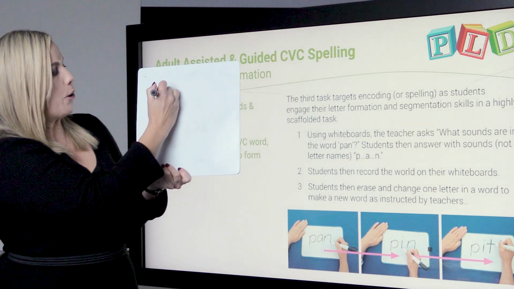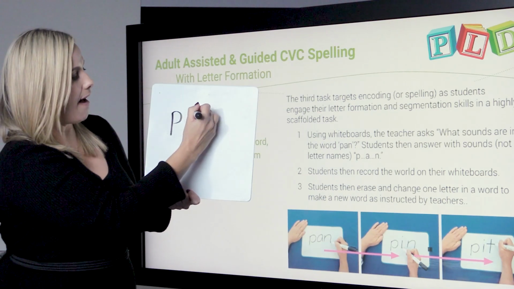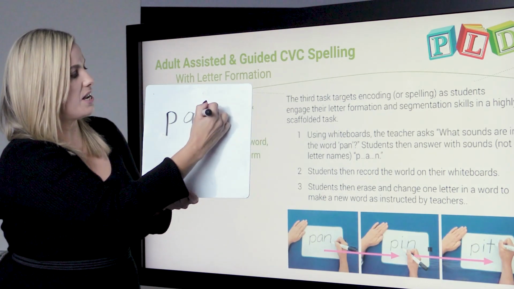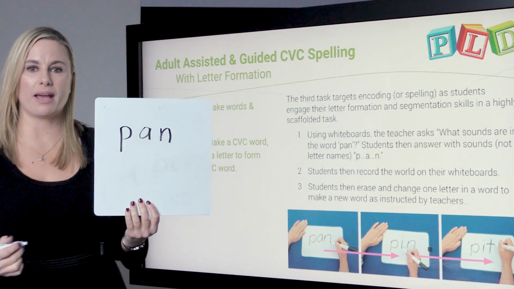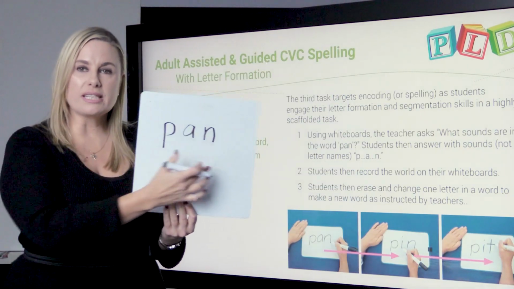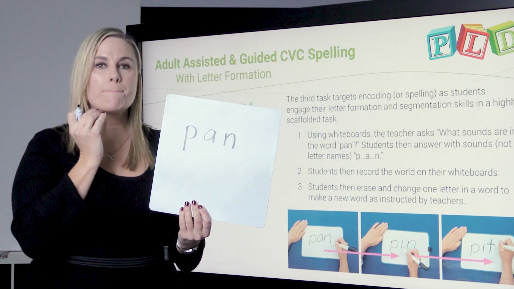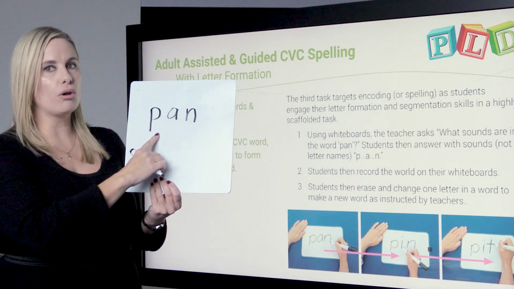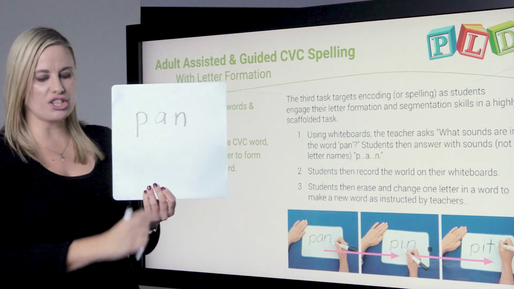I have p. What's my medial sound? a. Down, up and over. Good. Pan. Now, using this word pan, I want you to change the word for me to pin. What are the sounds in the word pin? I've got p, i. Well, it sounds like p, the sounds are the same.